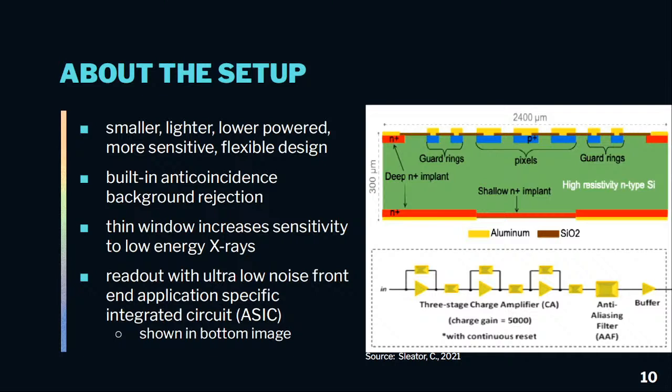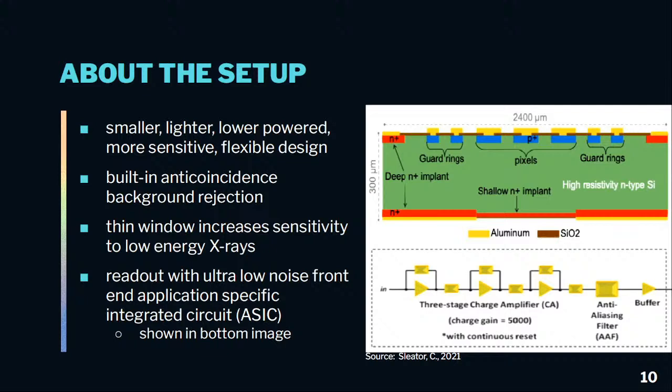About the setup, compared to the silicon drift detectors, these are smaller, lighter, lower powered, more sensitive, and they also have a flexible design, as we showed with the inner rings. These already have the built-in anti-coincidence background rejection, and the second iteration of these has introduced a window, which you can see in the picture.